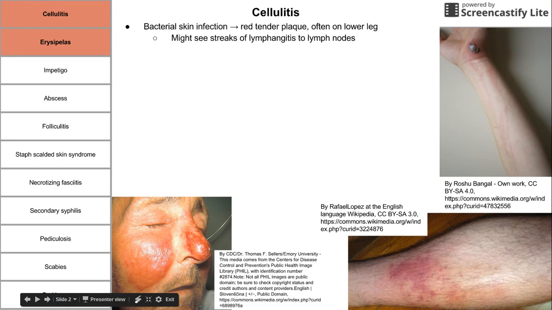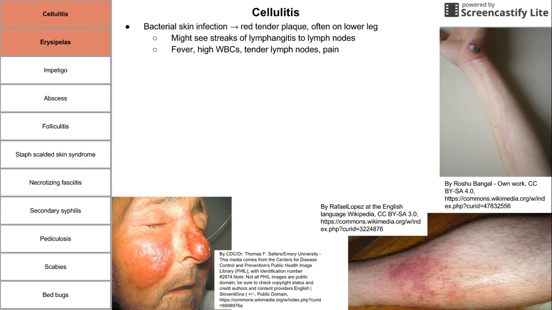Cellulitis is a bacterial skin infection that creates a red, tender plaque, often on the lower leg. You might see streaks of lymphangitis to the lymph nodes. This is a good example of cellulitis that spreads through the arm, through the lymphatic system in the arm, starting from cellulitis. This can have systemic symptoms like fever and high white blood counts, tender lymph nodes, and pain in the affected areas.